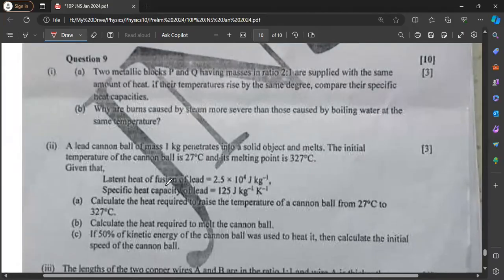Okay, then you have question number 9. 2 metallic blocks P and Q have masses in the ratio 2:1. So this is P, this is Q.